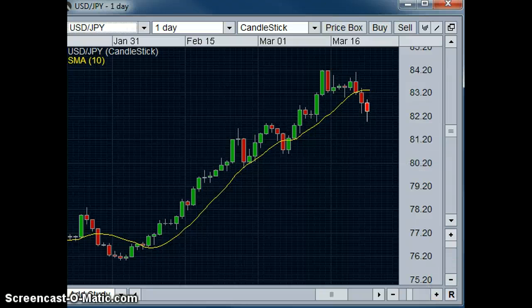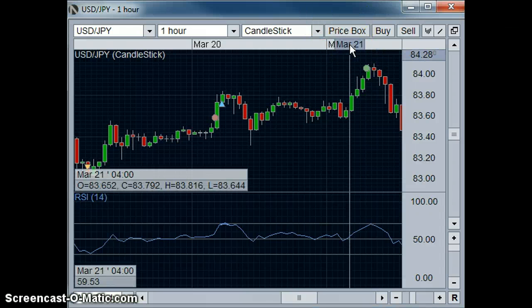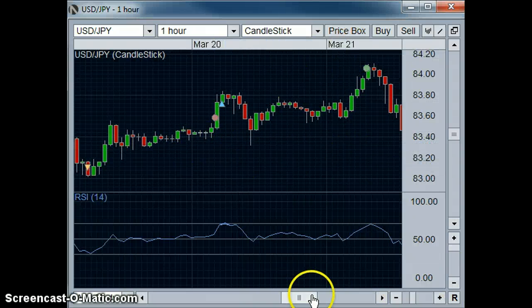Oops, what happened to my thing here? Oops, bear with me. Daily in 1 hour. Okay. All right, so here's the 1 hour chart. So that's the whole point. It is truly idiotic for me to short against trend in the trade.